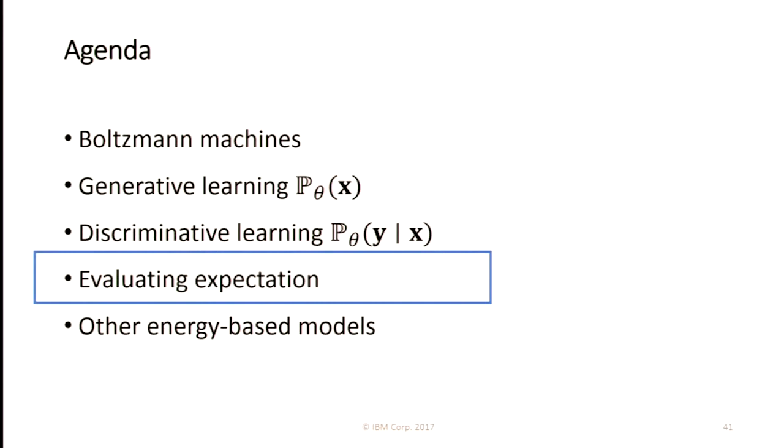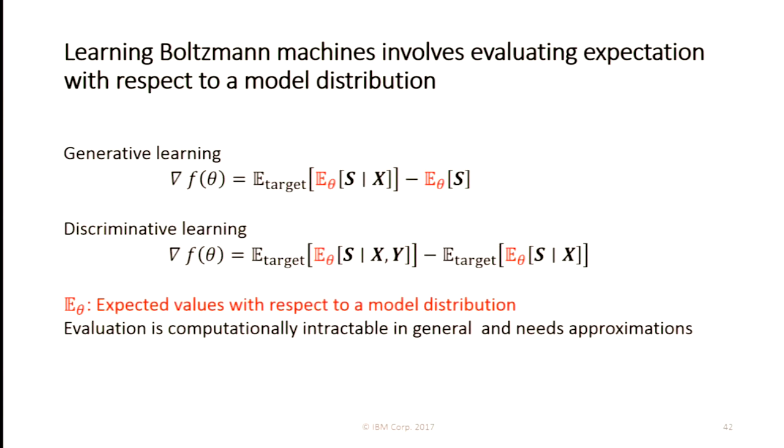Okay, so far we haven't talked about how we actually evaluate the expectation with respect to the model distribution. And this expectation appears everywhere in generative and discriminative learning of energy-based models. And this is actually the difficulty of this approach. So, for example, in the case of generative learning, when we have hidden units, we have this expectation with respect to the model distribution here and here. And for discriminative learning, we have it here and here.